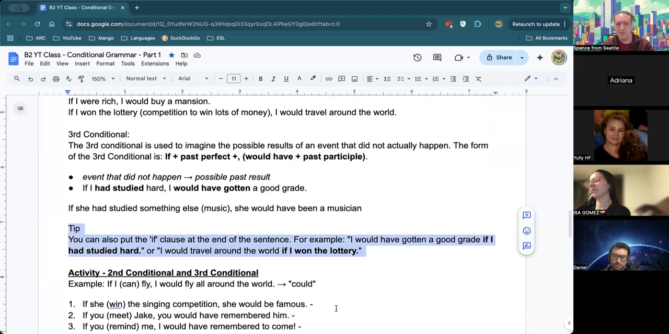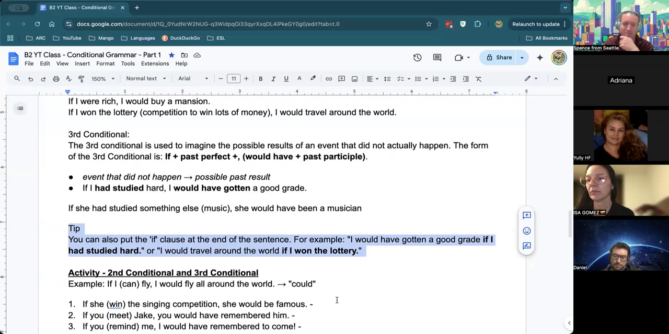Okay, cool. Let's do Adriana with the tip. Tip, you can also put the if clause at the end of the sentence. For example, I would have gotten a good grade if I had studied hard. Or I would travel around the world if I won the lottery.